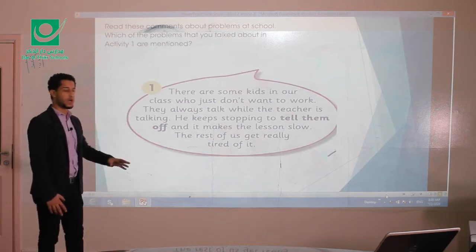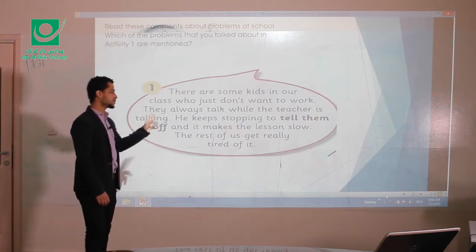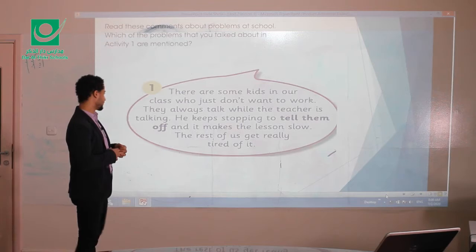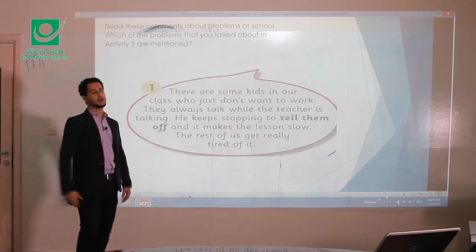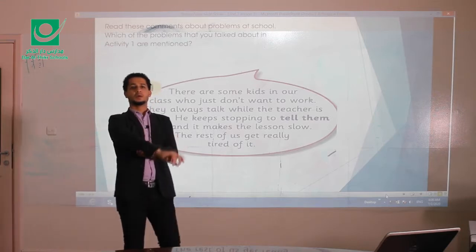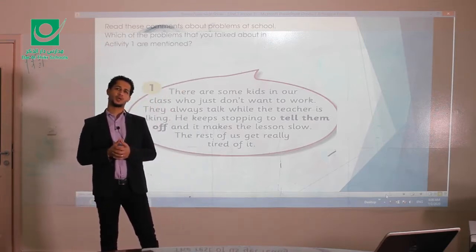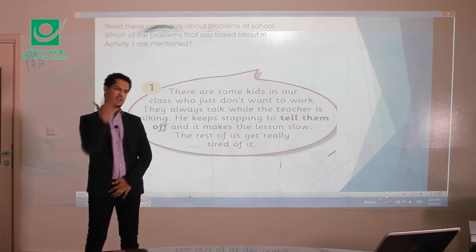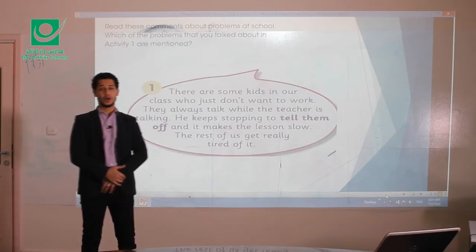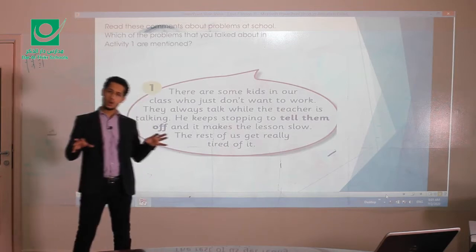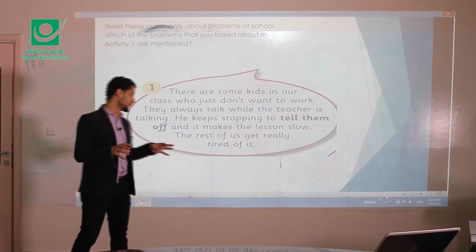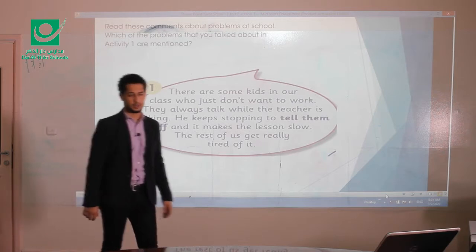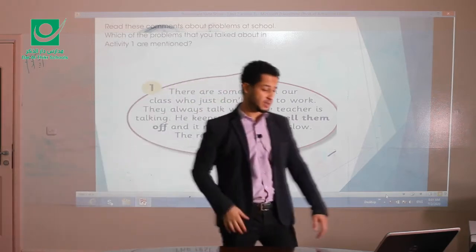So the teacher keeps stopping to tell them off, and it makes the lesson slow, not fast. Slow here makes it boring, okay? The rest of us get really tired of it. So this problem, some students in the class don't work and don't want to work. They only talk and talk while the teacher is talking. So the teacher keeps stopping to tell them off, to shout at them, to punish them with words. And this makes the lesson slow and boring for other students, okay? So the other students, the hard workers, feel tired because they can't work, okay? This was a problem that some children can have at school.